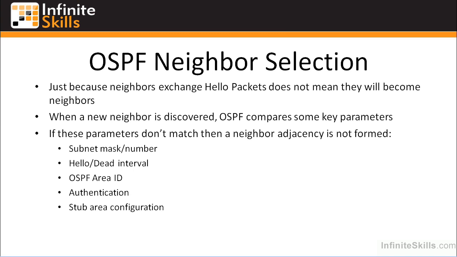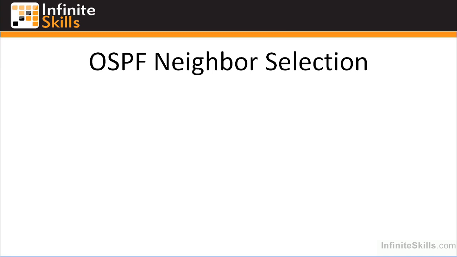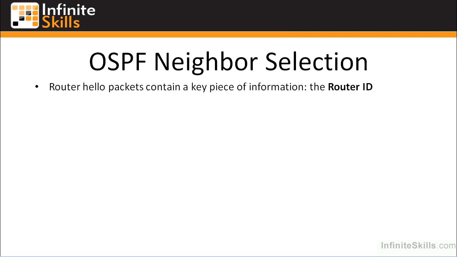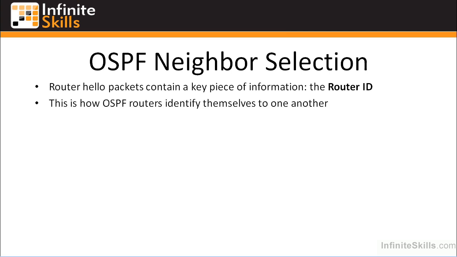So let's pick up with our discussion of OSPF neighbor selection. Now, one of the things we mentioned that gets sent in every hello packet is the router ID. The router ID is how OSPF routers identify themselves to one another. Obviously, since every OSPF router knows about every other OSPF router in the network, or at least in the area it's in, OSPF has to pick an identifier that is fairly static.